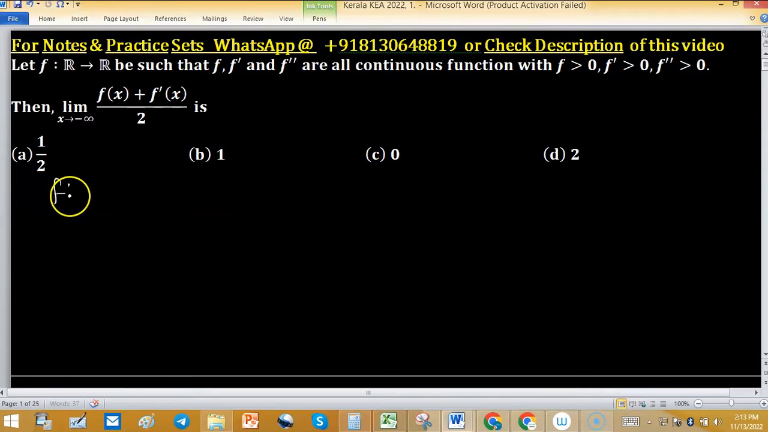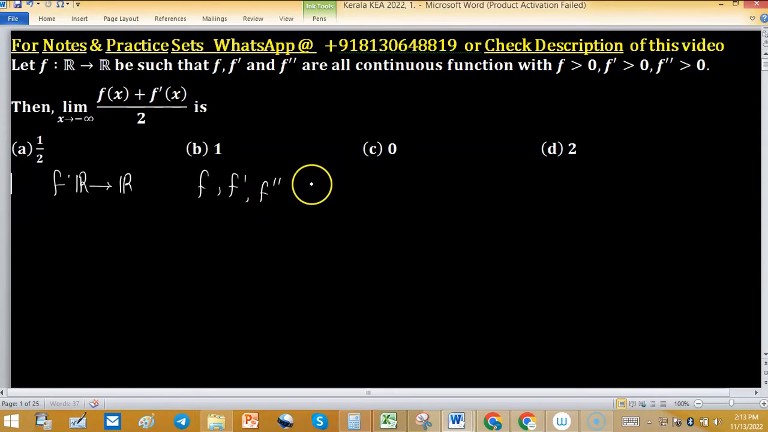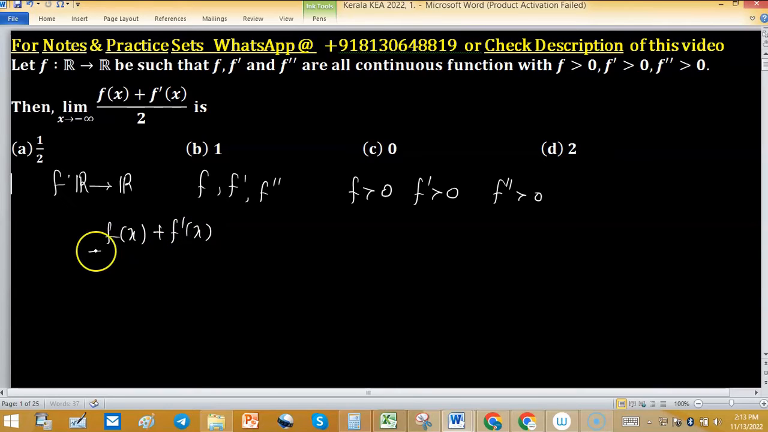Let f be a function defined from R to R such that f prime and f double prime are all continuous functions with f greater than 0, f prime greater than 0 and f double prime greater than 0. Then the limit of (f(x) plus f prime(x)) upon 2 when x is tending to minus infinity.